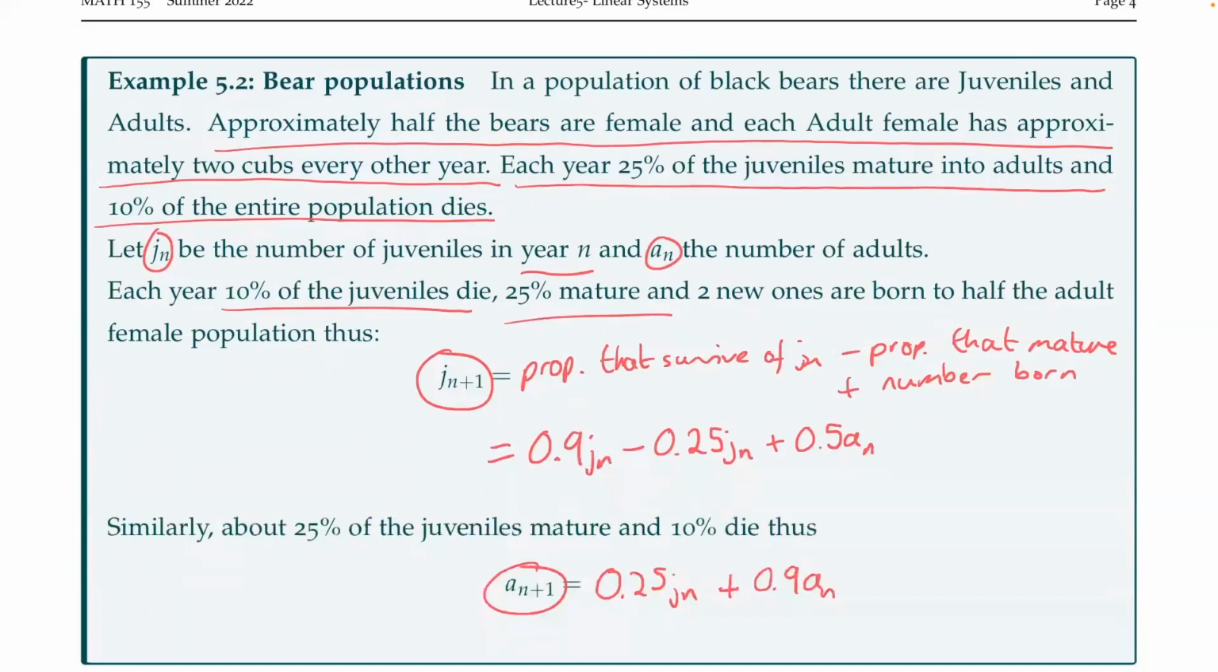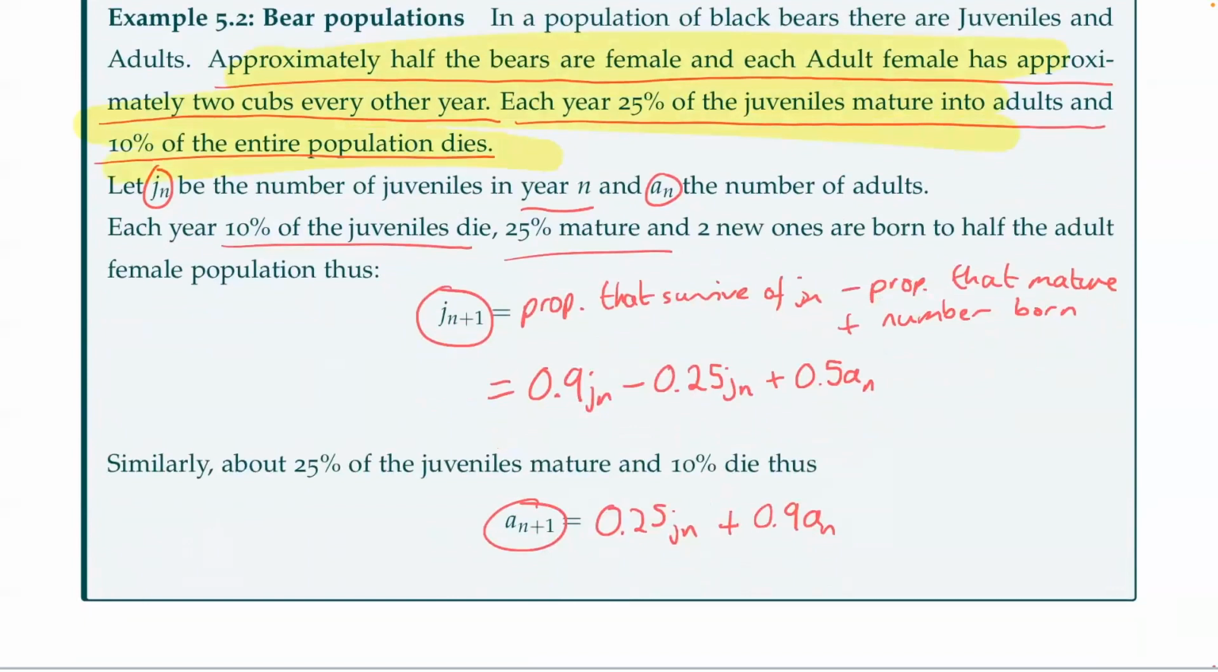So we can turn this kind of word problem into a linear system by, first of all, writing down, okay, how many juveniles are going to be in the next year, so year n plus 1? Well, it's going to be the proportion that survive from the current year minus the proportion that mature plus the number that are born. So we can translate our information from this word problem into an equation, giving us the number of juveniles in the next year based on the number that are in the current year, as well as the number of adults that are around. Likewise, we can have a similar equation for the number of adults in the next year.